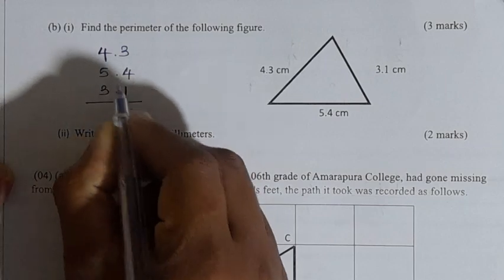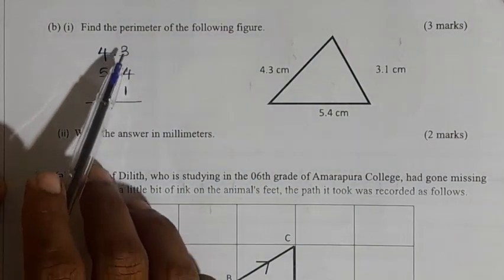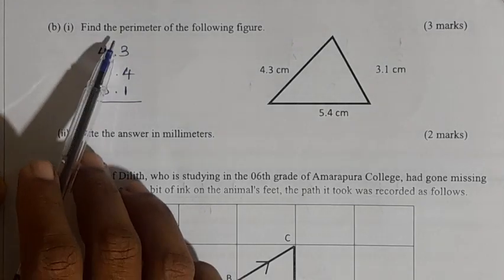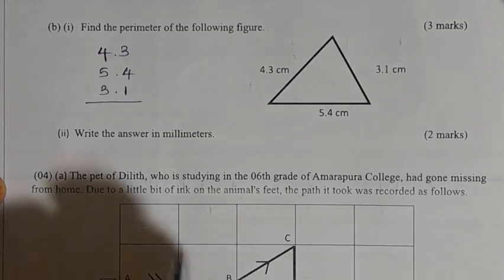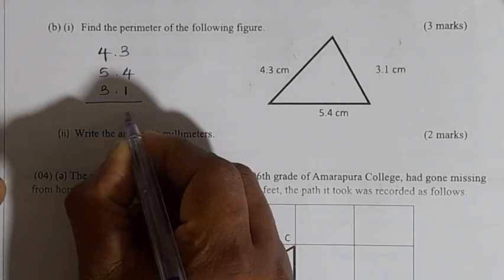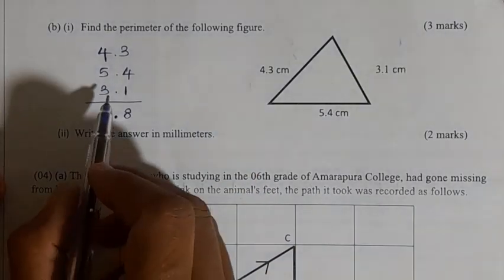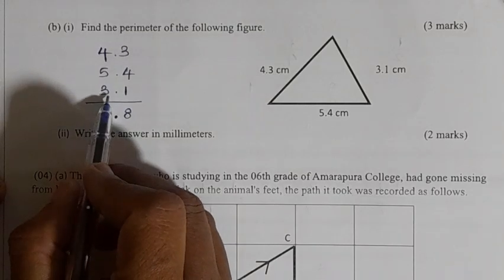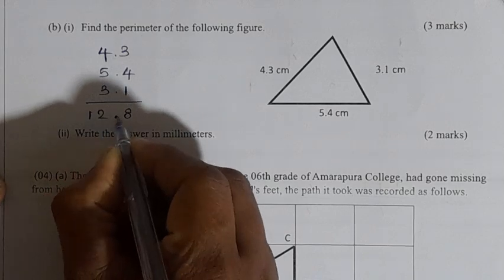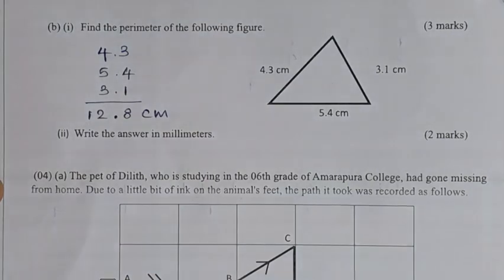When adding decimal numbers, we have to write the decimal places one below the other. Ones places one below the other, then the first decimal places one below the other. 4 plus 3 is 7, 7 plus 1, 8. Then we have to keep the decimal point. What is the addition now? 5 plus 3, 8. 8 plus 4 is 12. 12 plus 8, the unit is centimeters.